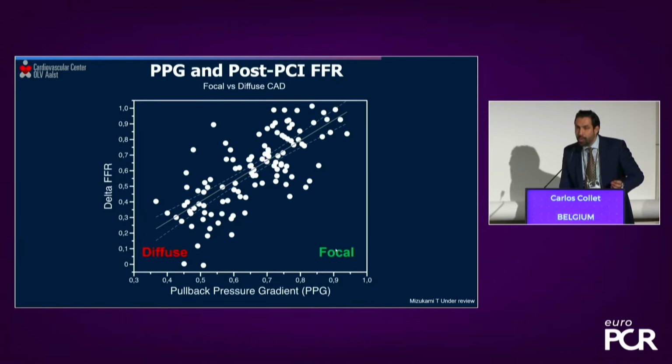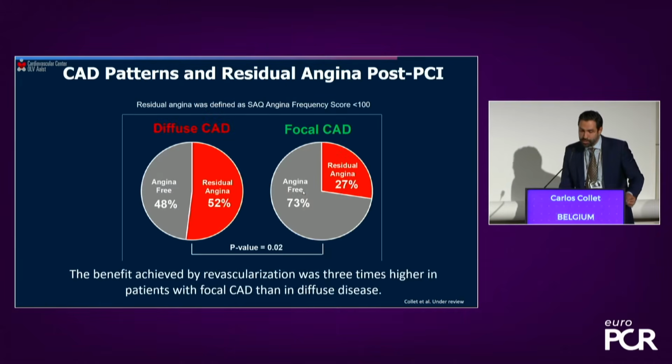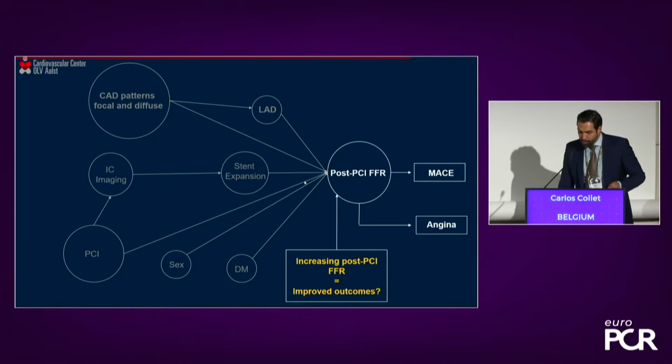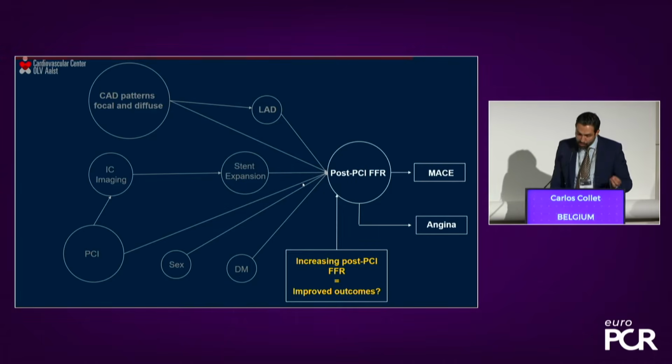What happens when you do PCI in focal disease? You get higher changes in FFR, and when you do PCI in diffuse disease, you get smaller changes in post-PCI FFR. And what is the consequence of that? Patients with diffuse disease have more residual angina compared to patients with focal disease after treatment with PCI. The new question that we have is how would the increase in post-PCI FFR relate to the improvement of outcomes?